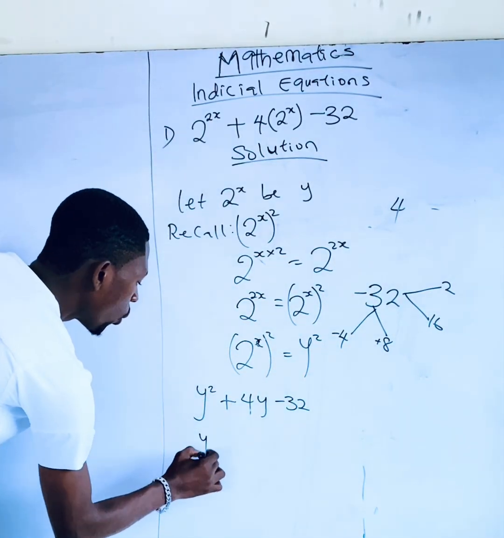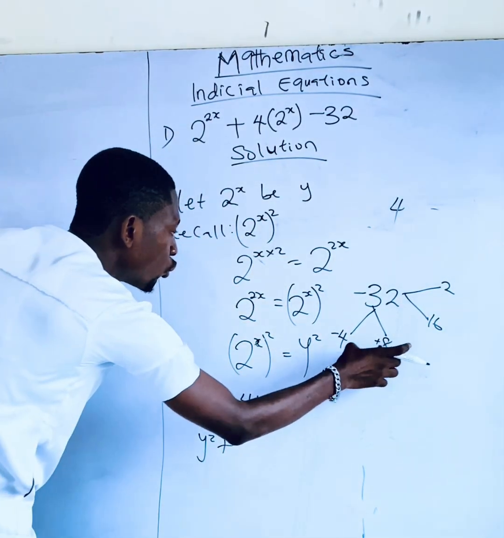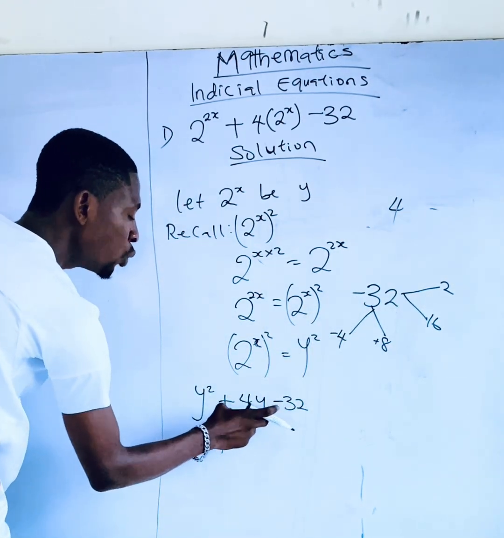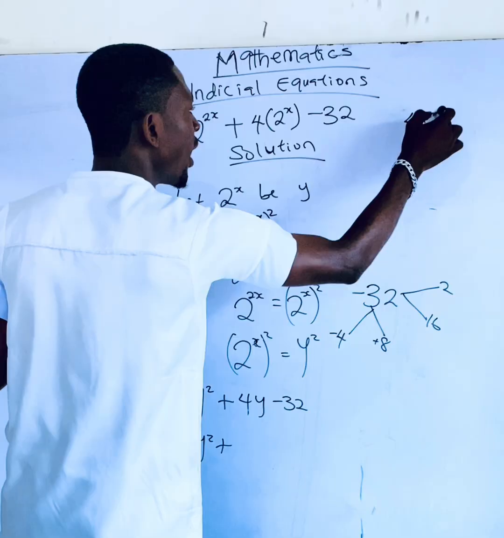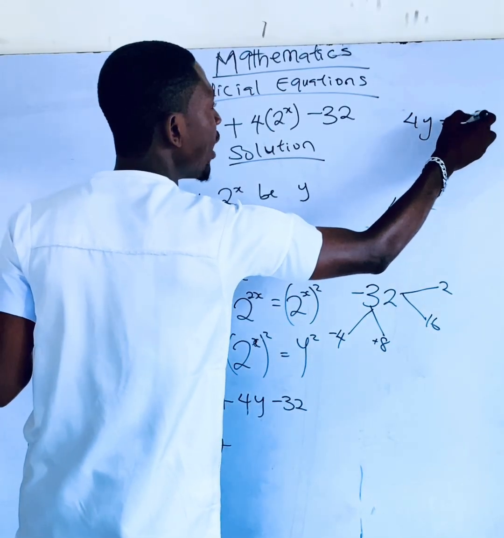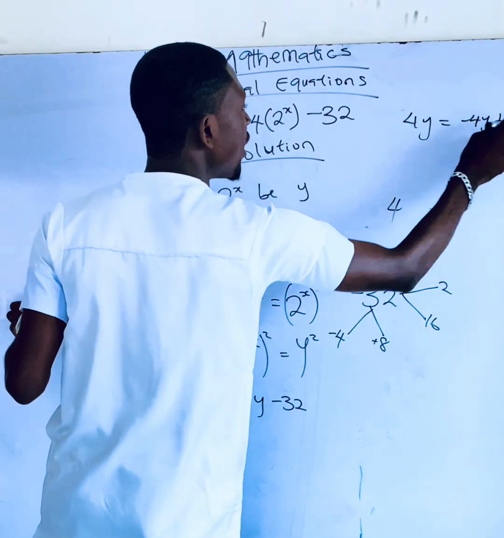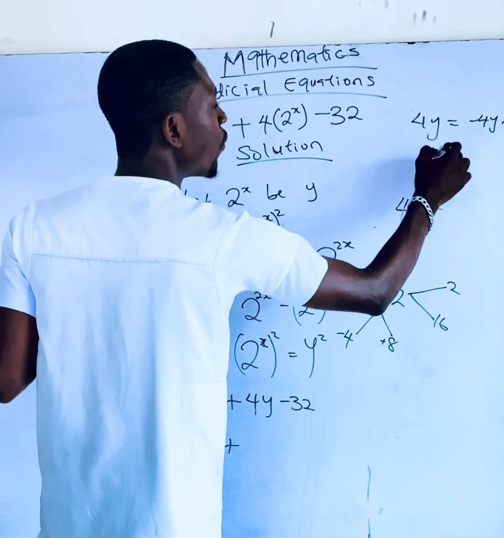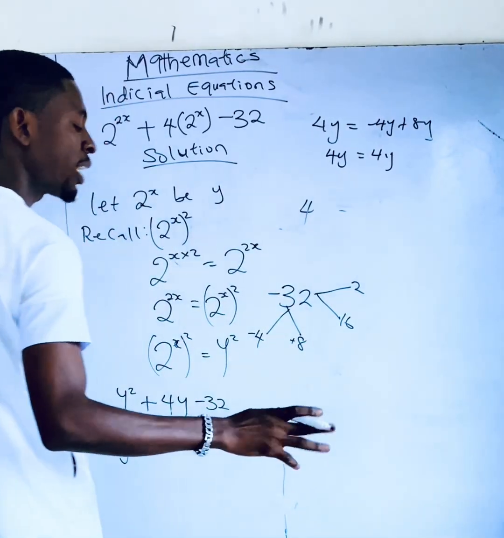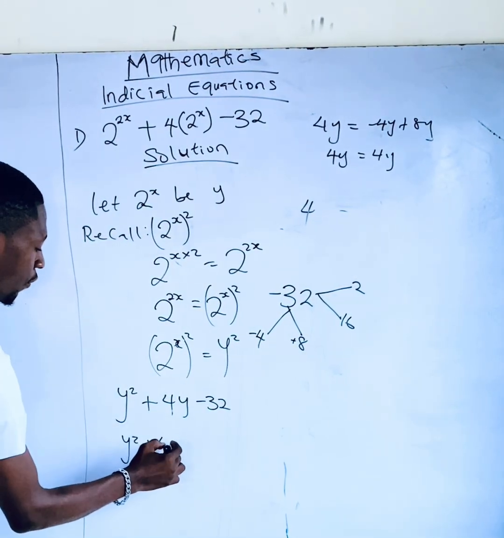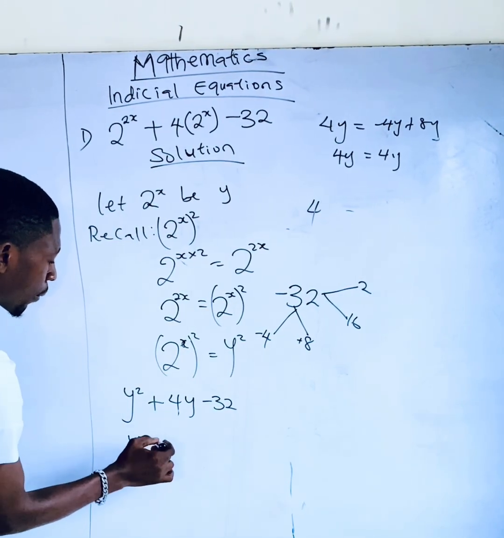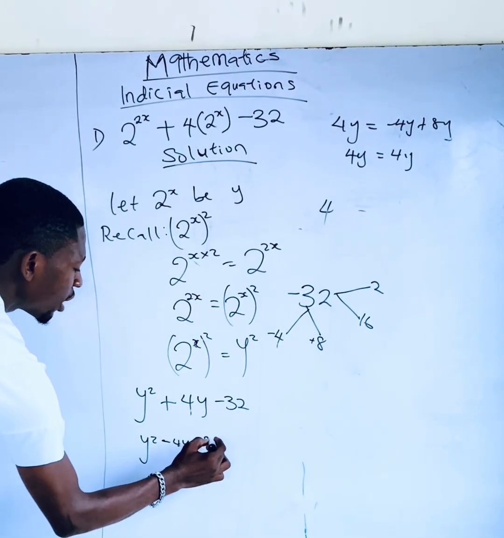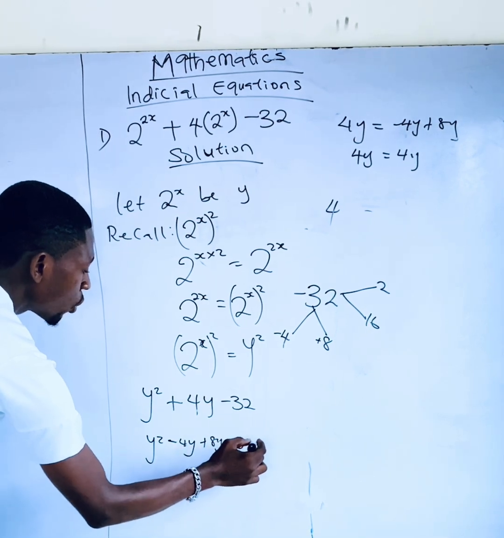We'll now say y raised to the power 2 plus these two numbers, these two factors of minus 32, will now replace this, which is still the same. 4y is still equal to minus 4y plus 8y. If you sum this together, you are owing 4y and you have 8y. If you sum them together, it will give you 4y equals 4y. So nothing has changed, we are replacing it with that. We now have 4y, we are replacing it with minus 4y plus 8y minus 32 equals 0.